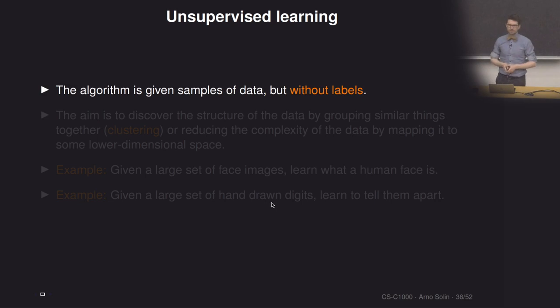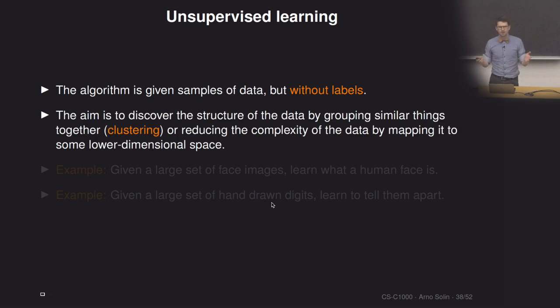Unsupervised learning is basically given samples of data without labels, unlabeled data. Okay, what's the point of this? Well, there is a point. Typically, unsupervised learning is used for discovering structure within data, understanding data, or also learning to generate new samples of data.